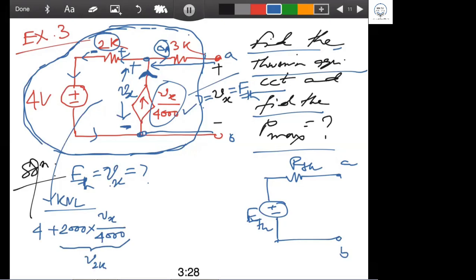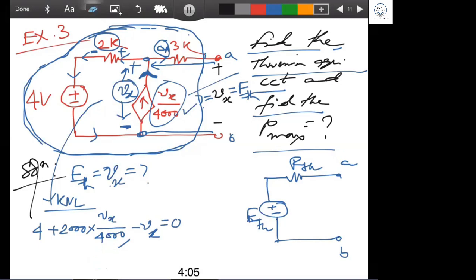Now, what is the next? There are three voltages. One is 4, one is V2K, and another one is what? The other voltage is the voltage across the current source. What is the voltage across the current source? Vx, absolutely. So will Vx be plus or minus? Voltage drop or voltage rise? Sir, minus Vx. Right, it is a voltage drop. So we have minus Vx, and the sum equals 0. That's it. Now you are clear.